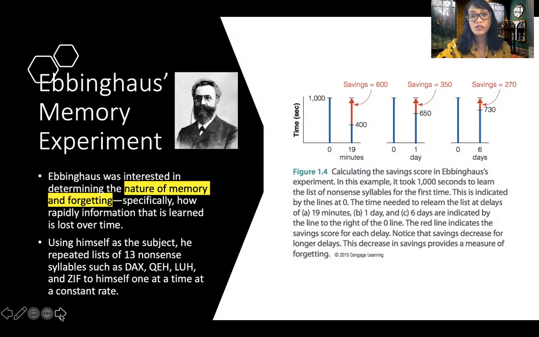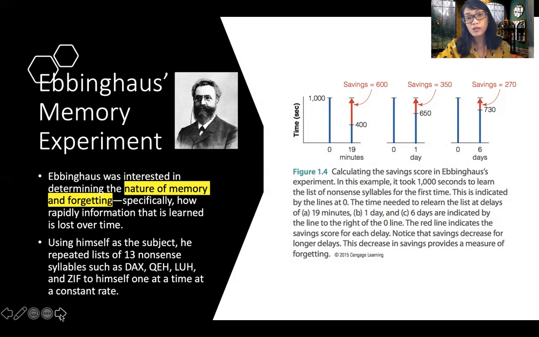Ebbinghaus determined how long it took to learn a list for the first time. Then he delayed and determined how long it took to relearn the list. During the delay, he forgot some of the syllables, of course. He made errors when he tried to remember the list, but because he had retained something from his original learning, he relearned it faster than when he learned it for the first time.